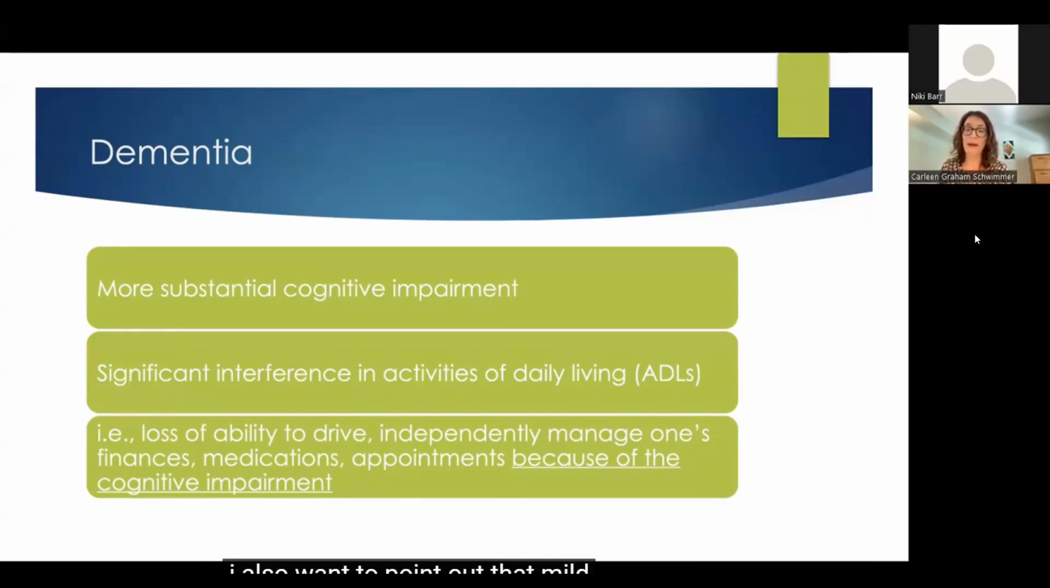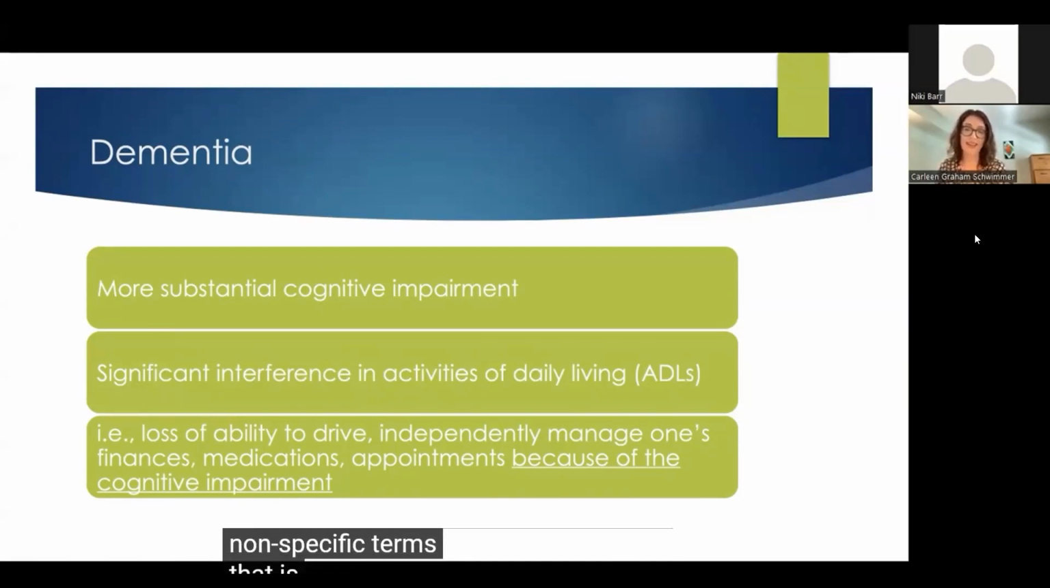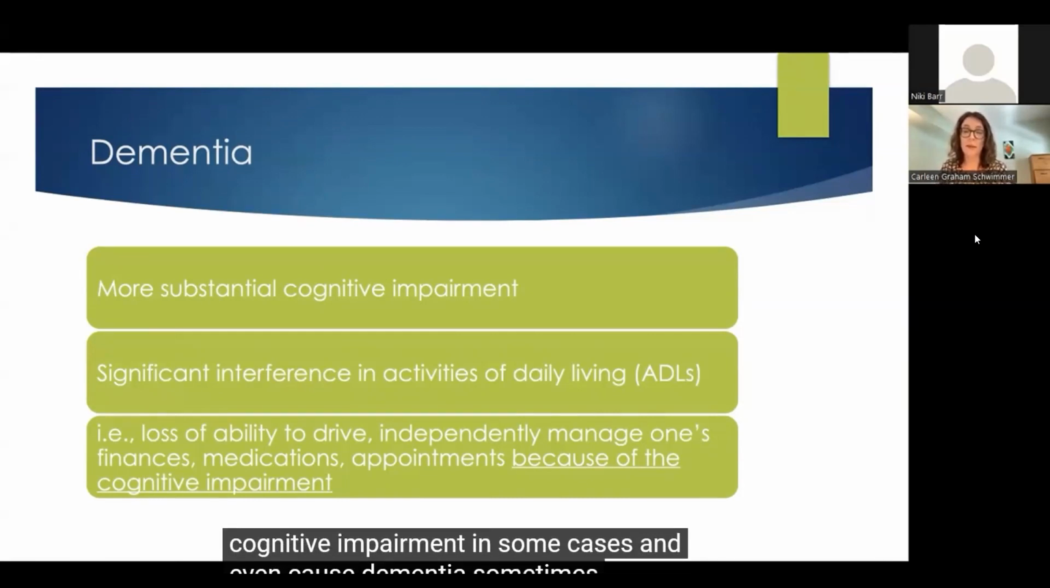I also want to point out that mild cognitive impairment and dementia are non-specific terms. That is, they don't refer to a particular cause. Parkinson's disease can cause mild cognitive impairment in some cases and even cause dementia sometimes. Alzheimer's disease is a different type of cause of mild cognitive impairment and dementia.